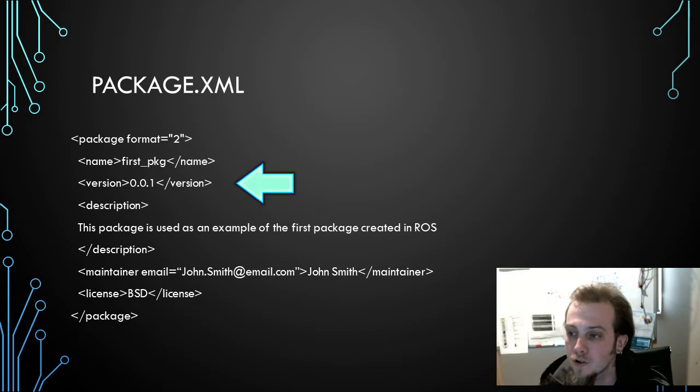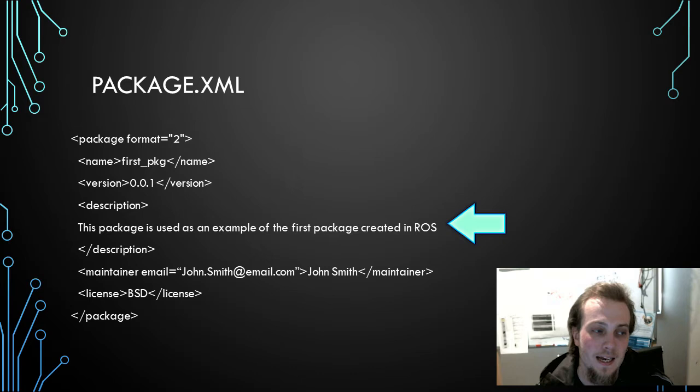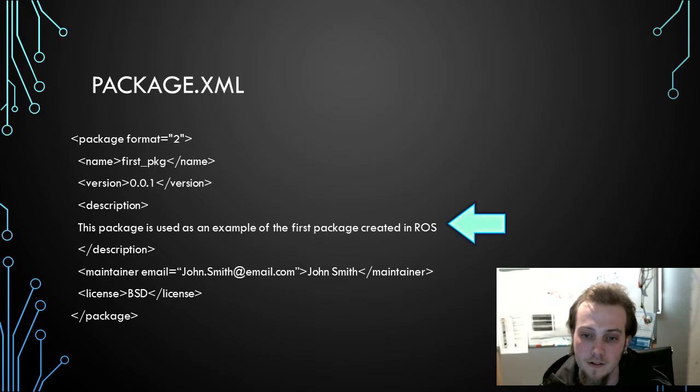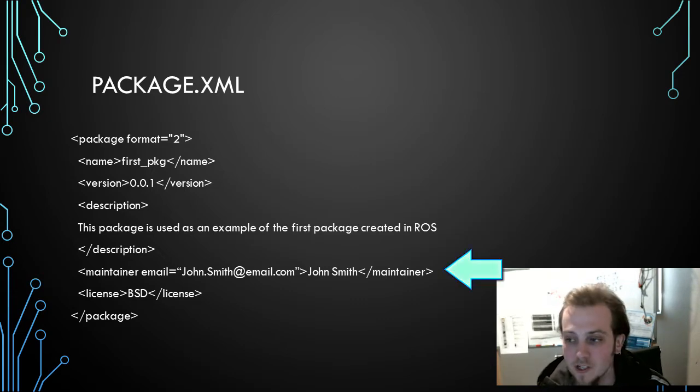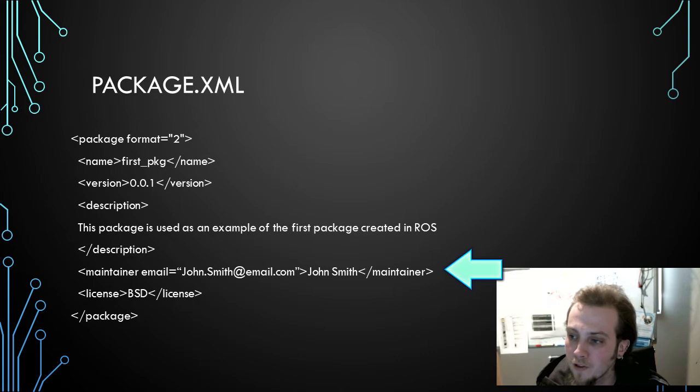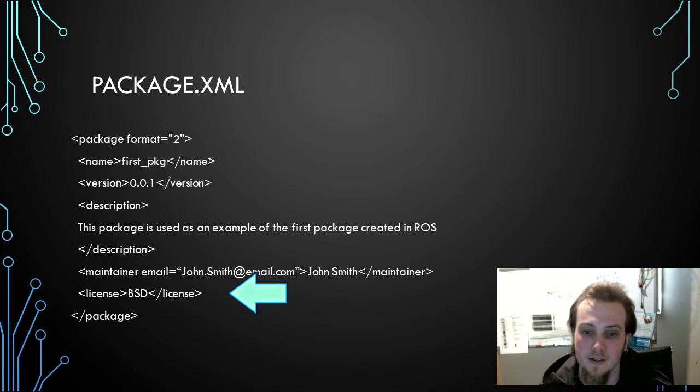So we've got 0.0.1 here. We need a description to describe what the package does and contains. So we've got a short little description there. Then the maintainer, which is the person that's responsible for maintaining the package. So you've got their name and their email there so that people can get in contact with them if needed. And also the license that is used.